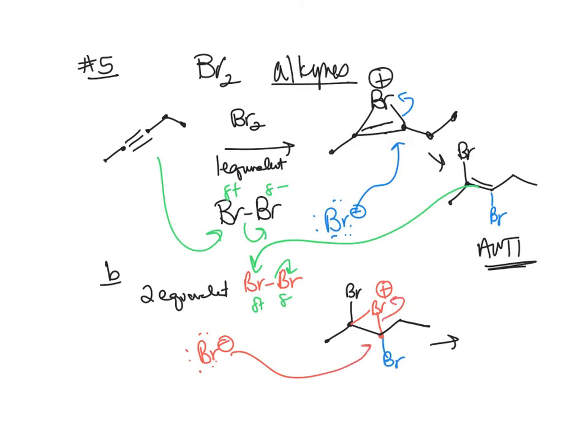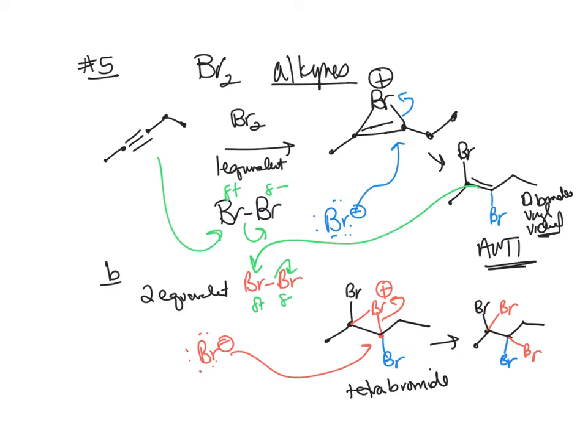And so on your reaction sheet, you would write what kind of product. What would you call this product? With excess, with two equivalents, you would get a tetrabromide. And this would be a dibromide, vinyl. And this would be vicinal because they're on neighboring carbons. This is a vicinal product, and this would be the tetrabromide.